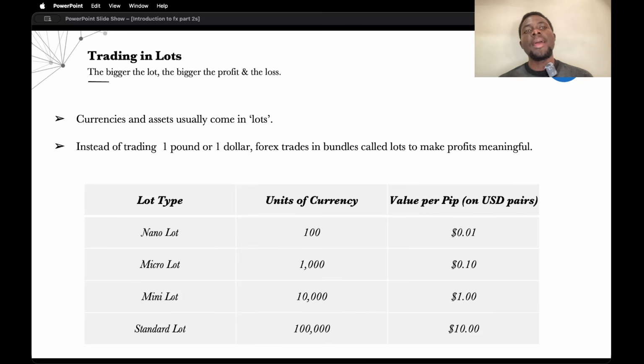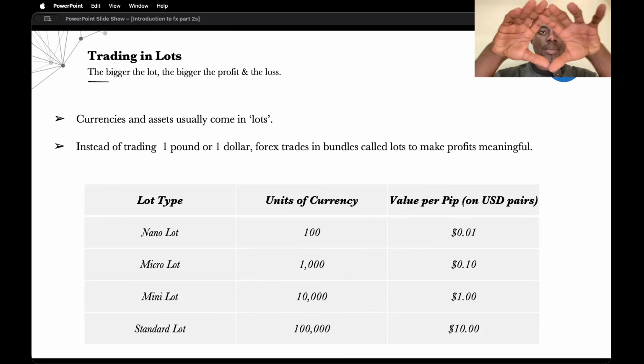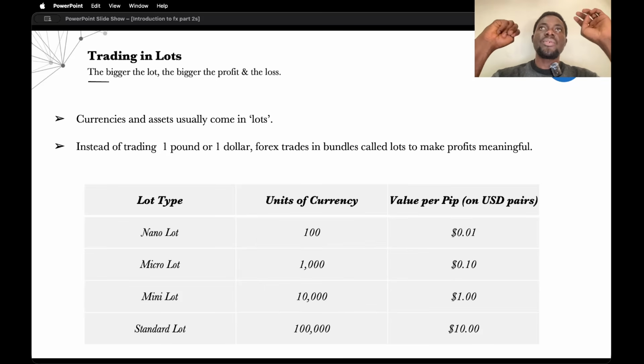Understanding pips. Pips, percentage in points. A pip is a unit of measurement to express the change in value between two currencies. The same way the unit of measurement for distance is kilometer. The unit of measurement for liquid is milliliter. I get confused between milliliter and millimeter, so let's just stick to one. So milliliter. You understand? The pip is a unit of measurement to express the change in value between two currencies. So should the currency move from 1.1538 to 1.1539, that is one pip.